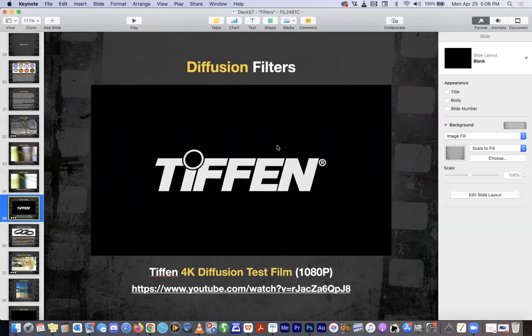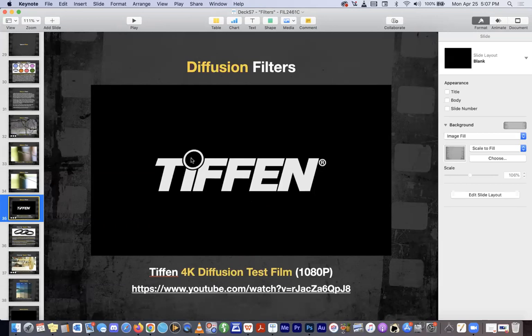And I gave you this video to check out in web courses on your video page. It's the Tiffen 4K diffusion test. And it shows you a variety of different Tiffen diffusion filters with images with and without the filtration. So you can sort of see what different diffusion filters will do. This is also a very personal choice. Some people like heavy diffusion filtration. Some people don't like diffusion at all.